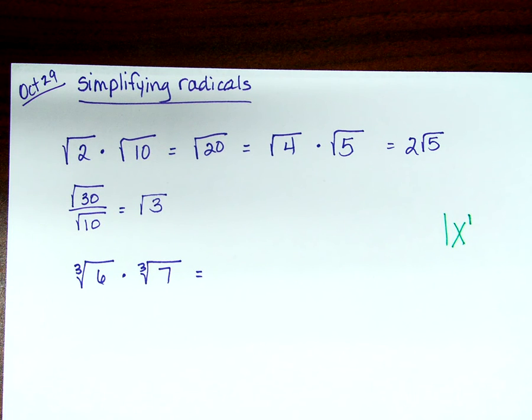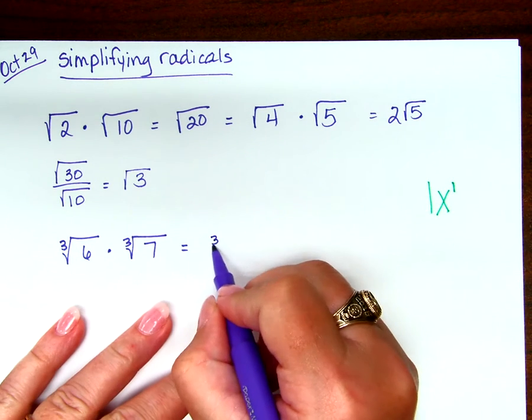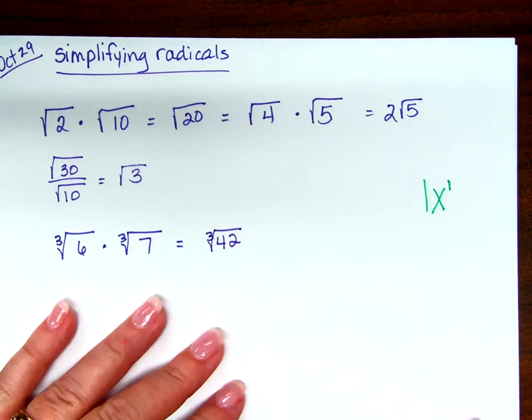Okay, so what do I do in this case? What do I do in this problem? Doesn't it just follow the same rules as this one? So what do I get? Cube root of 42. Now, can I go any further?